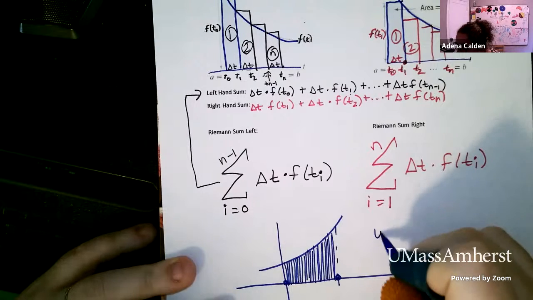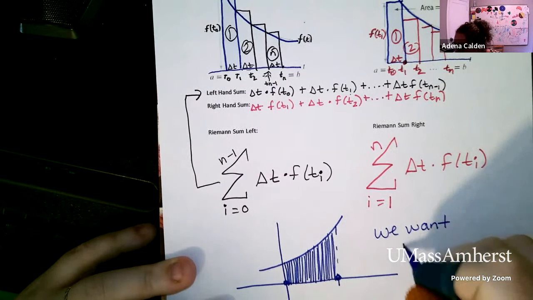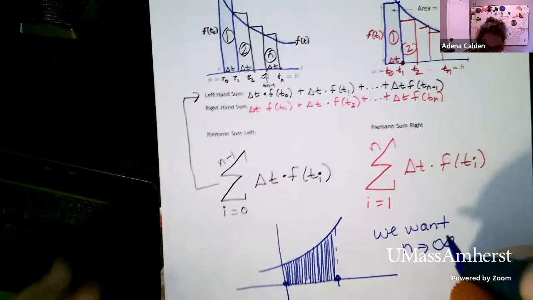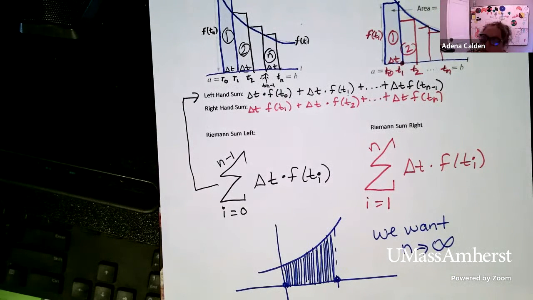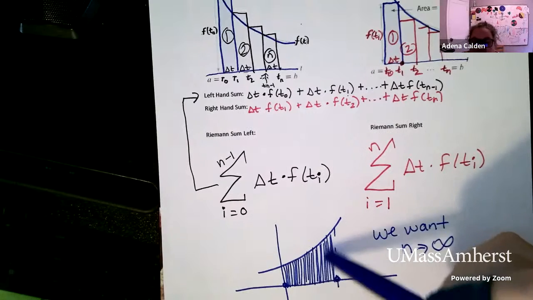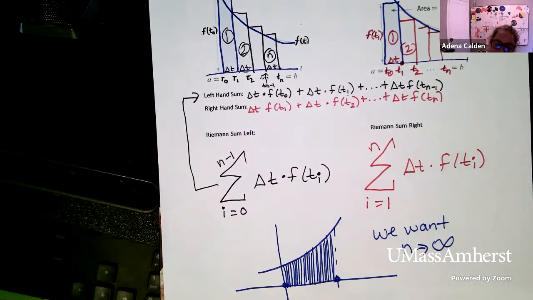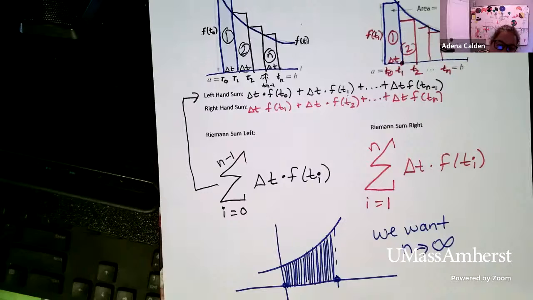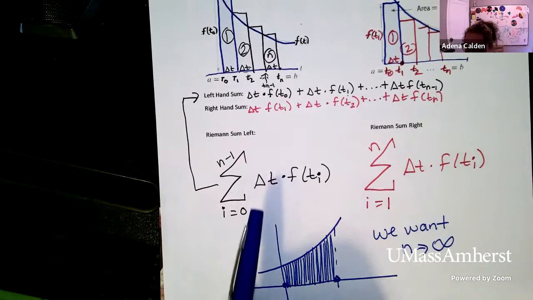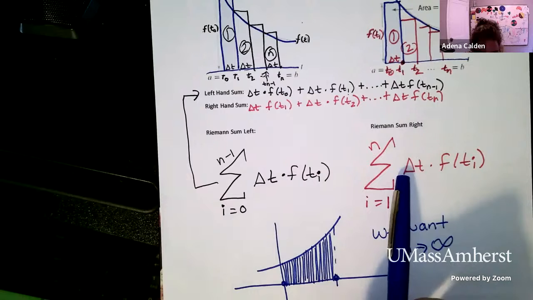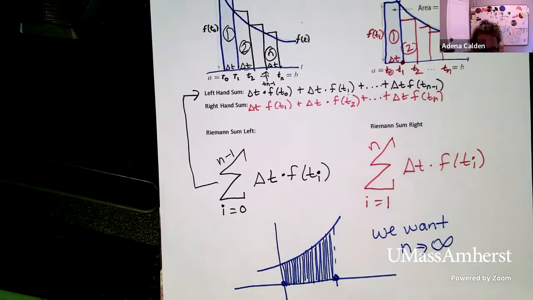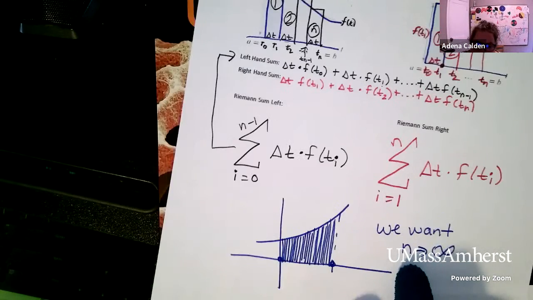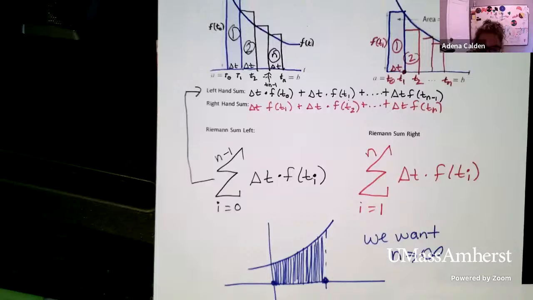So we want n to eventually get as big as possible. The more rectangles we can fit in, the better our approximation. And what's going to happen is that eventually when n is big enough, our left-hand approximation will be the same as our right-hand approximation, and we will get the exact area under the curve by putting in enough rectangles, okay? So we're going to work on how we do that next class. How do we let n get big? What does that look like? What does that mean? How do we calculate it?